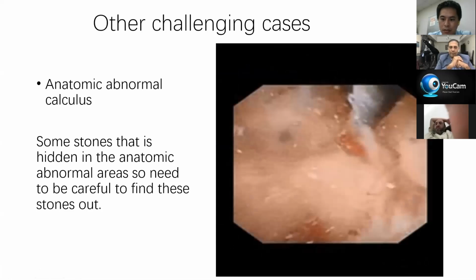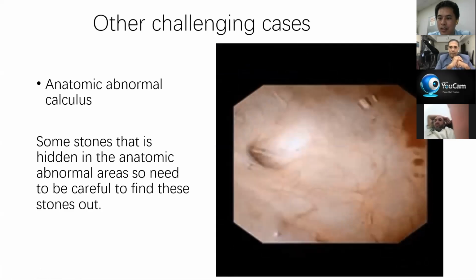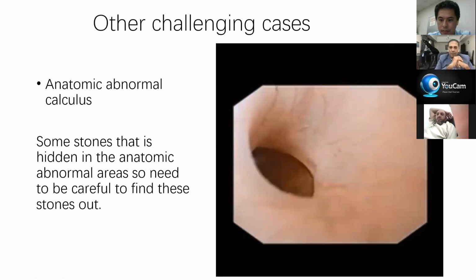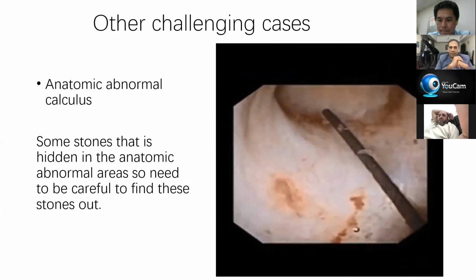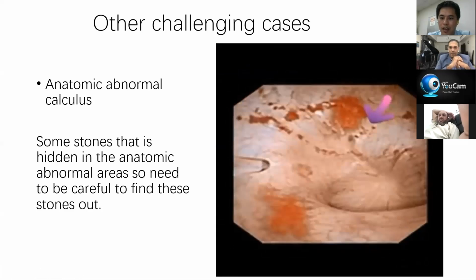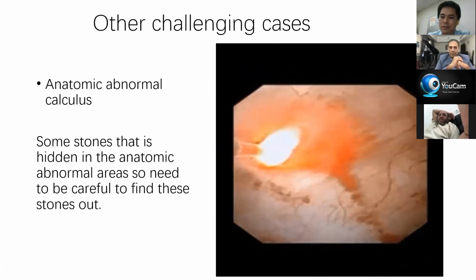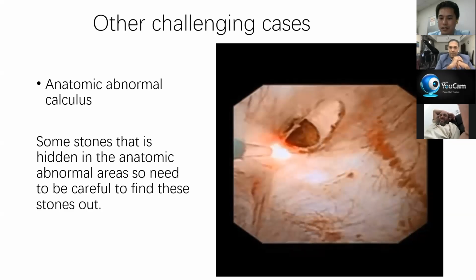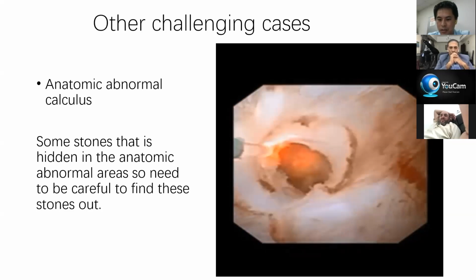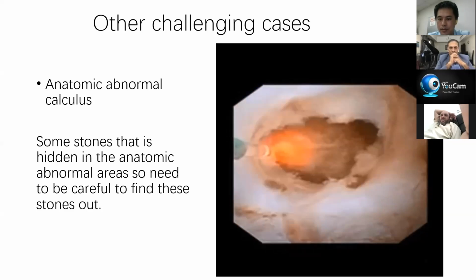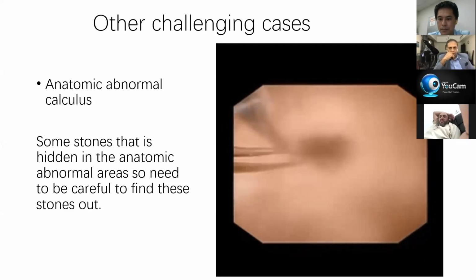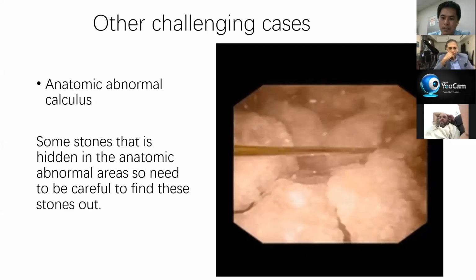And we use the flexible scope and cannot find the stones directly. So how do we find the stones? We need to combine with the CT scan and figure out the 3D location of this stone. You can see the stones are hidden under the cyst, maybe. And here we cut the cyst wall, and then we found the stones. And then we take all the stones out.